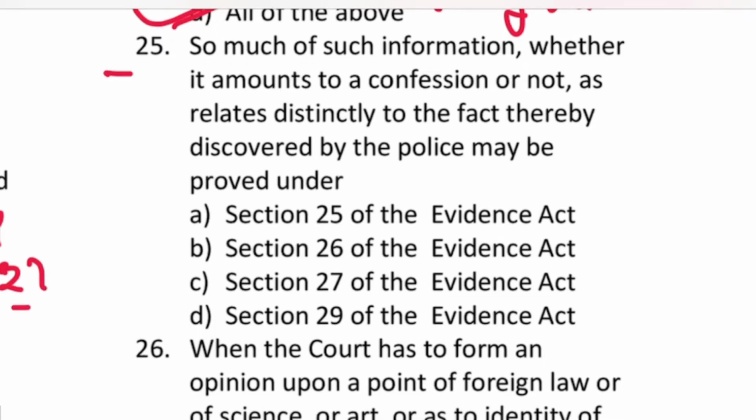Next 25, so much of such information, whether it amounts to a confession or not, as relates distinctly to the fact thereby discovered by the police, may be proved under section 27. C is the answer.